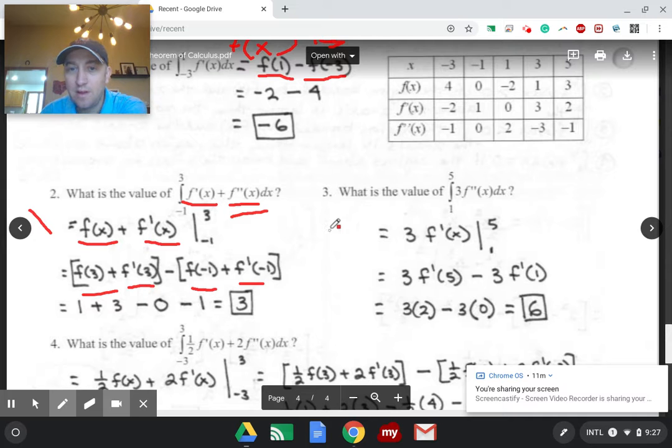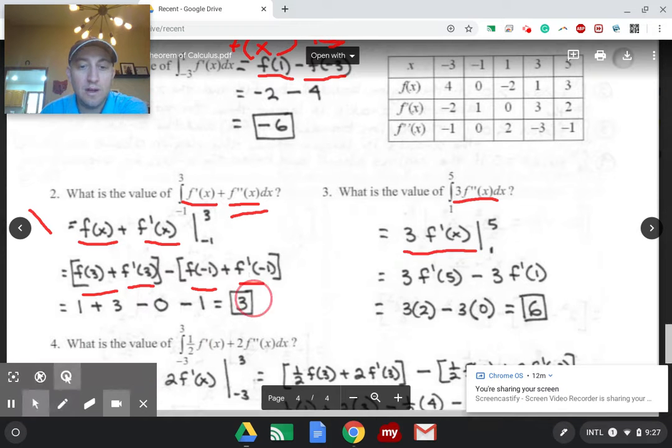Right here, what is the value of the integral from 1 to 5 of 3 f double prime of x? Well, the antiderivative of 3 f double prime of x is 3 f prime of x, and then we're just plugging in 5 and 1.